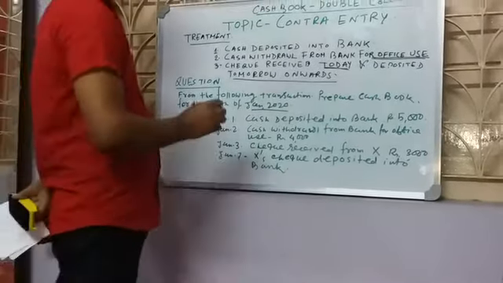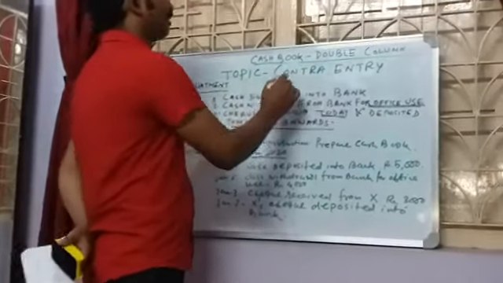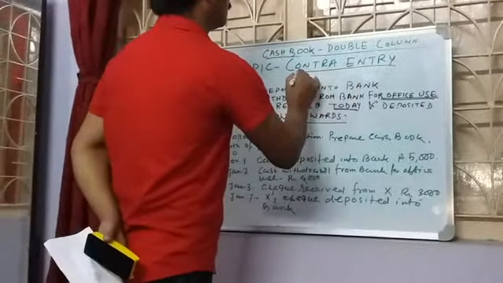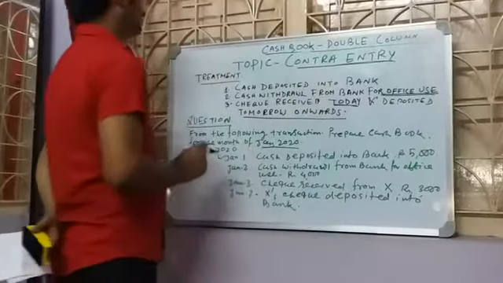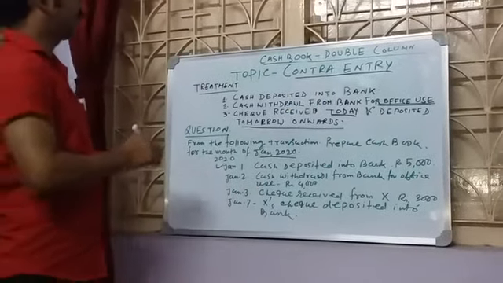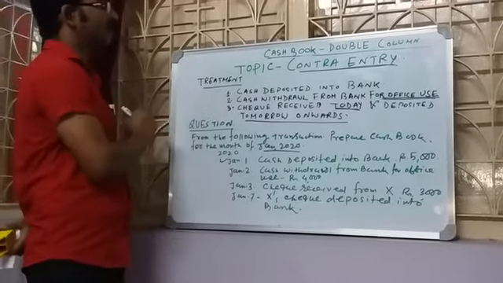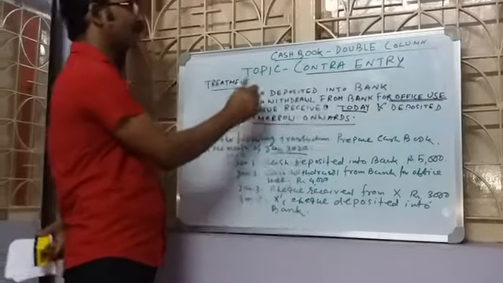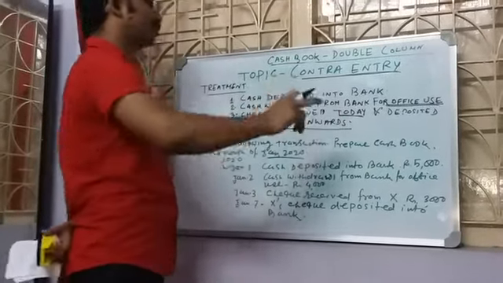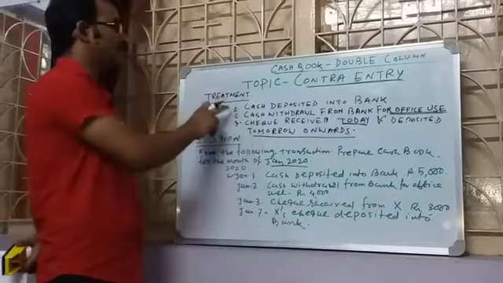So today I am discussing the contra entry. There are basically three types of treatment: treatment 1, treatment 2 and treatment 3. The first one is cash deposited into the bank. If I deposit my money to the bank, this is the first one.